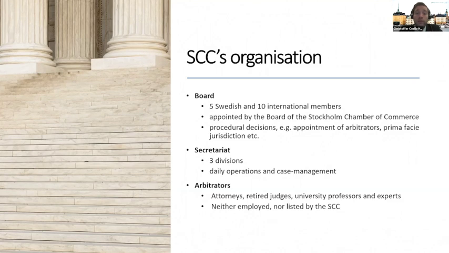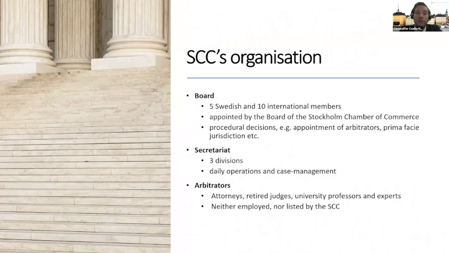The Secretariat convenes with the board once a month, and during these meetings, which are nowadays, of course, held by video instead of in person, individual cases administered by the SCC are discussed and decisions are made in those cases by the board. Decisions to be made by the board under the SCC rules are quite diverse, but some examples include decisions on prima facie jurisdiction, decisions on, for example, consolidation of arbitrations, decisions on challenges to arbitrators, and perhaps most important, the appointment of arbitrators. I could also add that the board members of the SCC are appointed by the board of the Stockholm Chamber of Commerce.